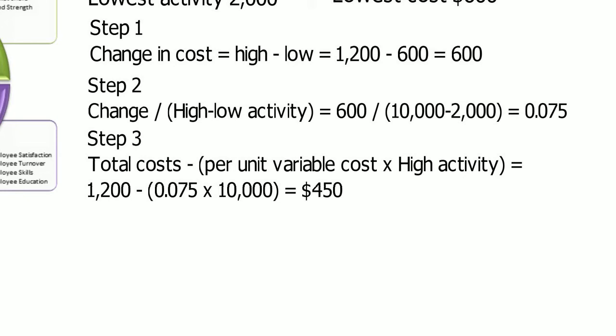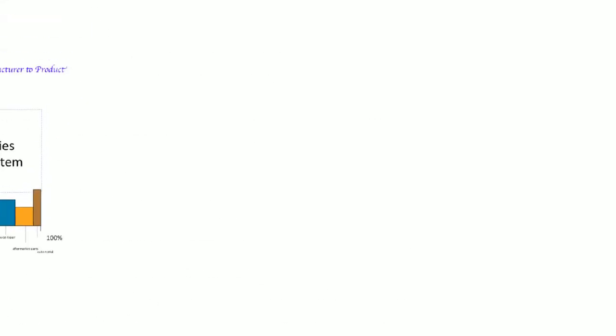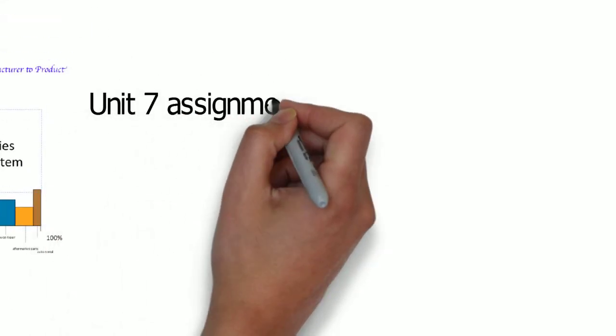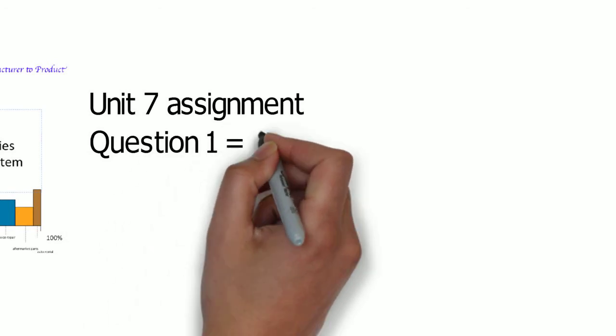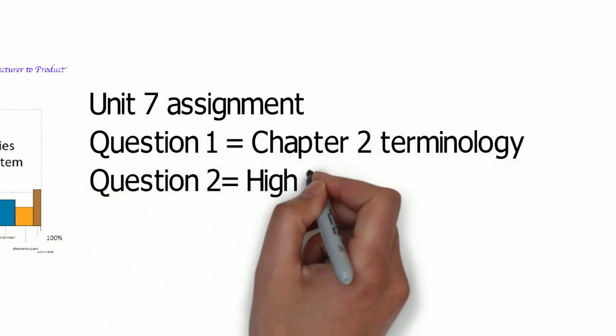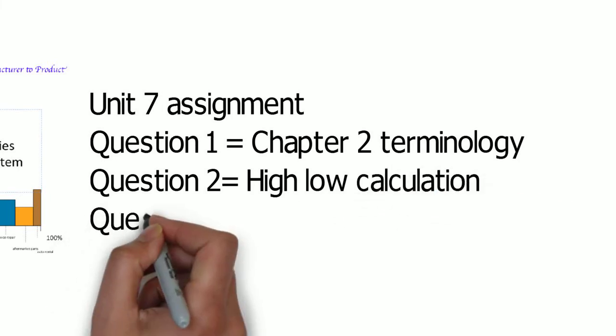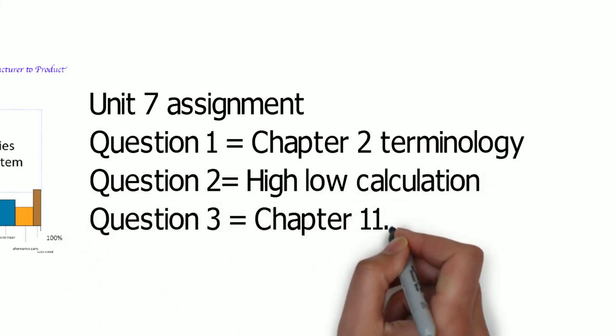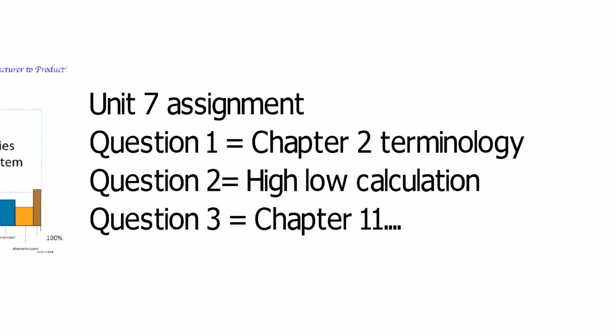So that puts you in good shape for the first part of the assignment, which is basically a terminology question number 1 and a high-low calculation for question 2. And then the next video will be a review of chapter 11 and a walkthrough of a manufacturing overhead statement.